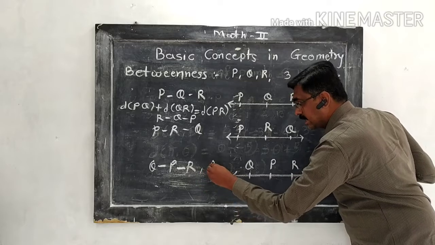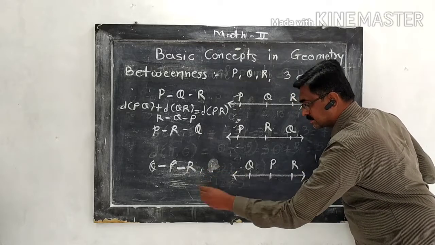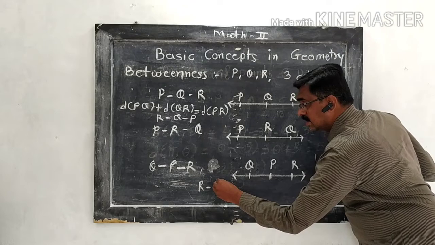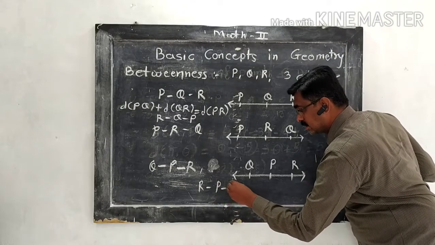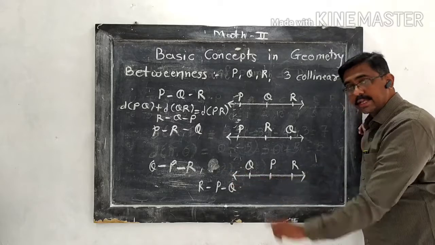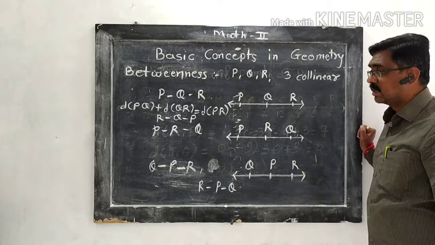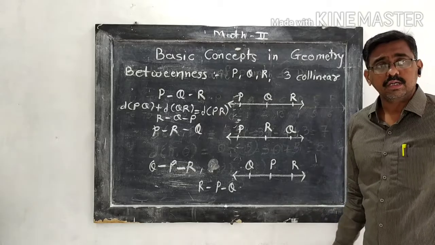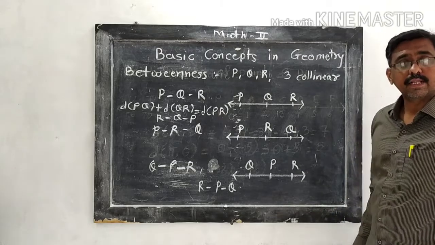Also one more way, R-P-Q. From right to left or left to right, we can read it. That is called betweenness. Betweenness, in Marathi, is called दरम्यानता.